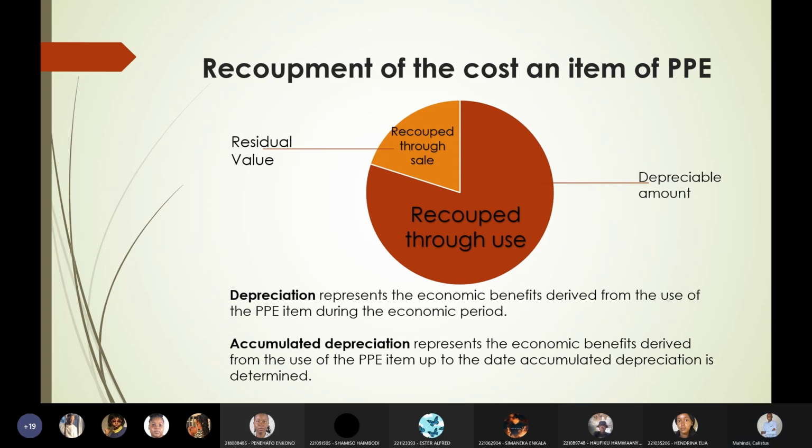So remember I told you that depreciation is the systematic allocation of the depreciable amount of an asset over its useful life.